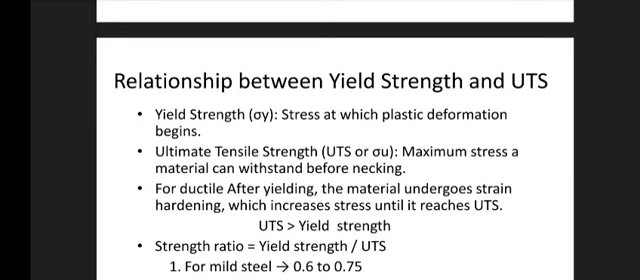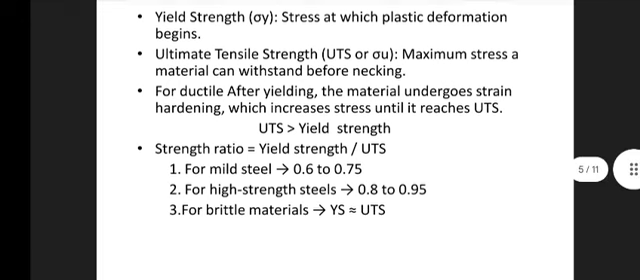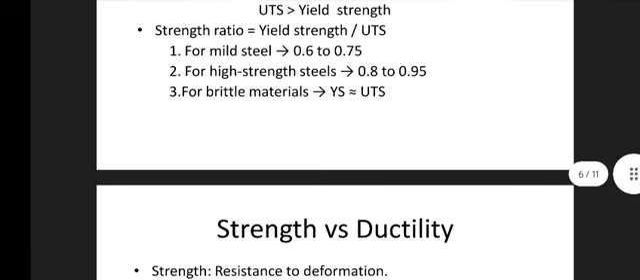Relationship between the yield strength and UTS. Yield strength is the stress at which plastic deformation begins. UTS is the maximum stress. For a ductile material, after yielding, strain hardening occurs, which increases the stress until it reaches the UTS. The strength ratio is the yield strength divided by the UTS. For mild steel it is 0.6 to 0.7. For high strength steel it is 0.8 to 0.9.